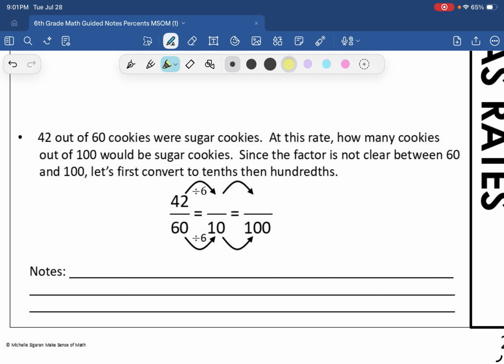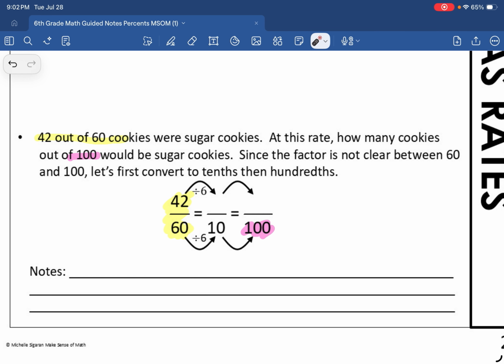42 out of 60 cookies were sugar cookies. At this rate, how many cookies out of 100 would be sugar cookies? So let's set up my ratio, 42 over 60, and then my whole is going to be out of 100. Now there is a multiplicative factor between 60 and 100, as well as 42 and 60.